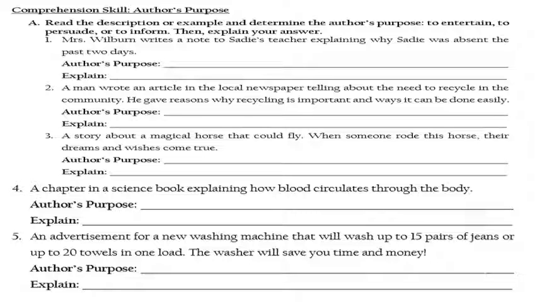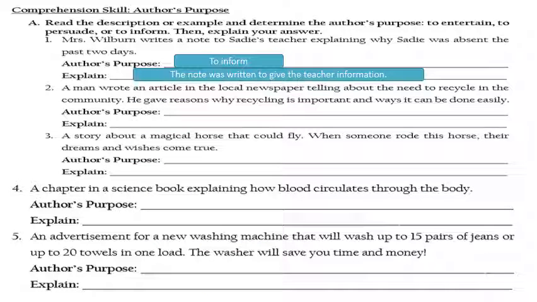Number 1, Mrs. Wilbur writes a note to Sadie's teacher explaining why Sadie was absent the past 2 days. So here is the author trying to make us have fun? No. Is he trying to convince us of something? No. So he is informing us. So the author's purpose is to inform. What could the explanation be? Why is it to inform? Because the note was written to give the teacher information, simply.